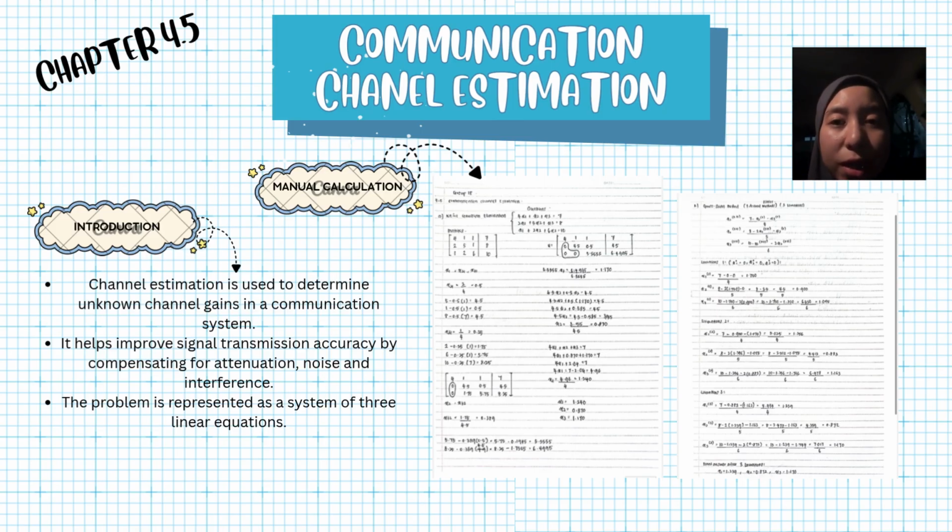Next, we solve the same system using the Gauss-Seidel iterative method. Unlike Gaussian elimination, this method estimates the solution through iterations. So we first rearrange each equation so that each unknown variable becomes the subject. Using the initial guess 0, 0, 0, we updated the values of S1, S2, and S3 repeatedly. After 3 iterations, the solution converges to S1 equals 1.239, S2 equals 0.872, and S3 equals 1.170.